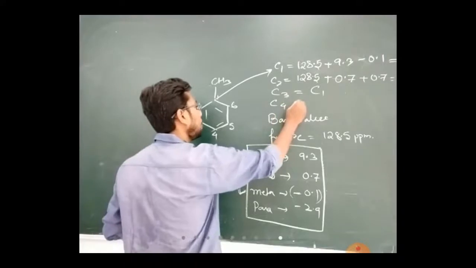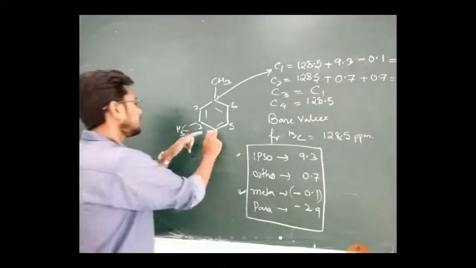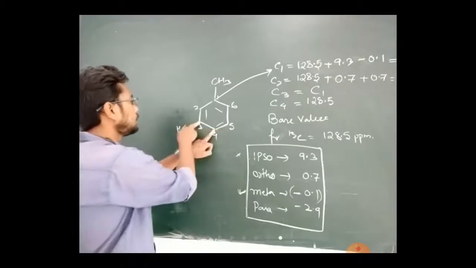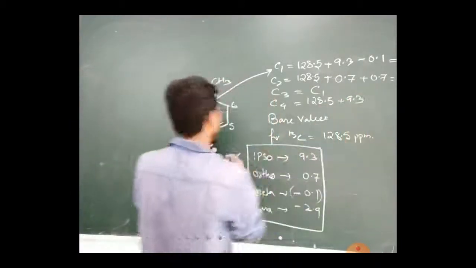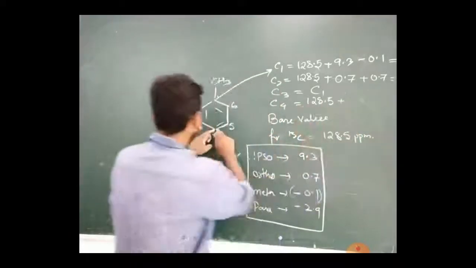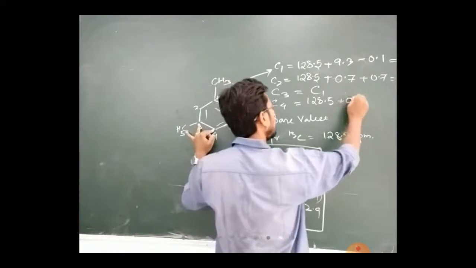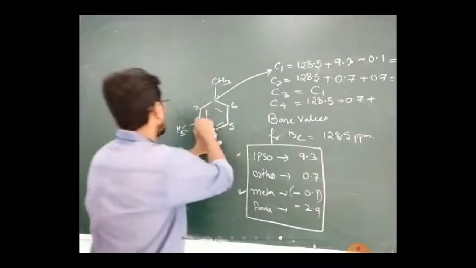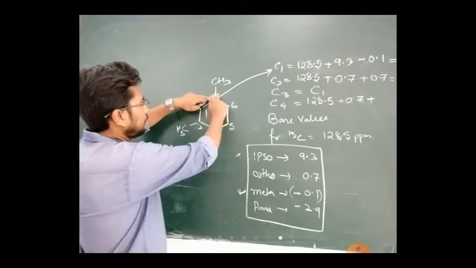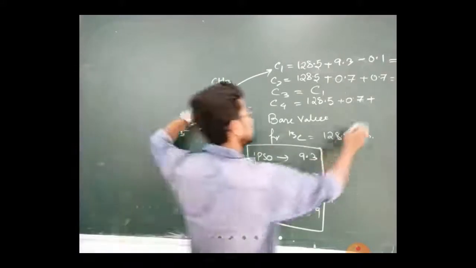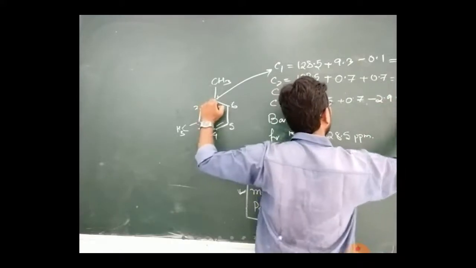Then you have C4, again 128.5, the base value of this carbon atom. For the ipso position there is nothing; for the ortho position there is 1, so for ortho it is 0.7. Meta, nothing is there. Para: at the para position one substitution is there, it is minus 2.9. So whatever value is there, that will come.